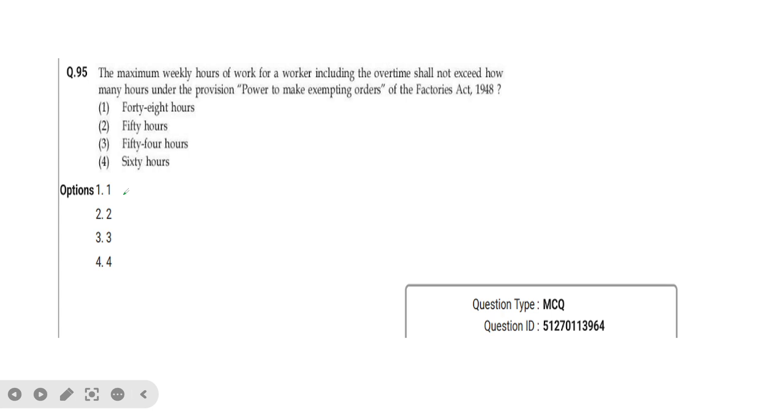Question number 95: the maximum weekly hours of work for a worker including the overtime shall not exceed how many hours under the provision power to make exempting orders of the Factories Act of 1948? 48 hours, 50 hours, 54 hours या 60 hours? So the answer is 60 hours. For reference, you can check the Factories Act of 1948, section 65, subsection 3. Okay.